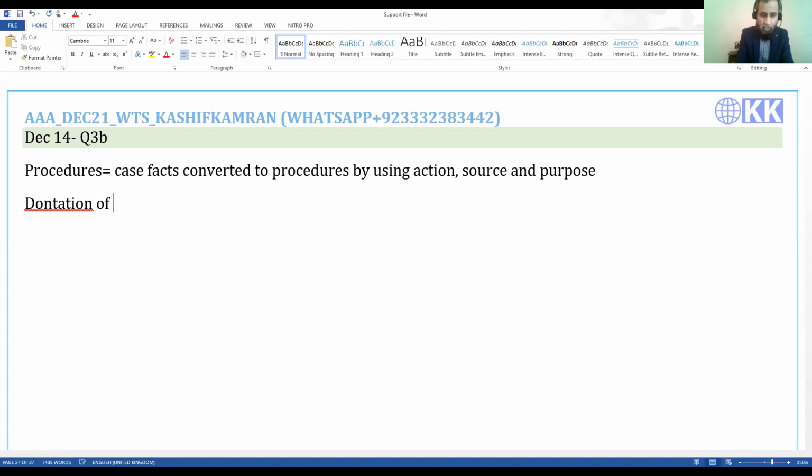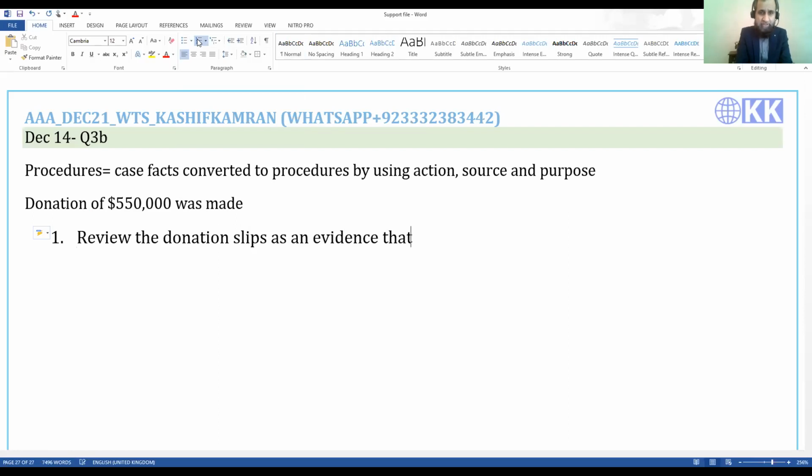So what is the first fact of the case? Donation of $550,000 was made. That is the first fact of the case, right? So if you're making a procedure on this, how would you make a procedure on this? I would make my first procedure by saying, number 1, review the donation slips as an evidence that donation was indeed given to the local charities, right? Will that be a good procedure? Yes, I started with an action. Donation slip was a source, and the purpose was indeed donation was given. So I have all the three.